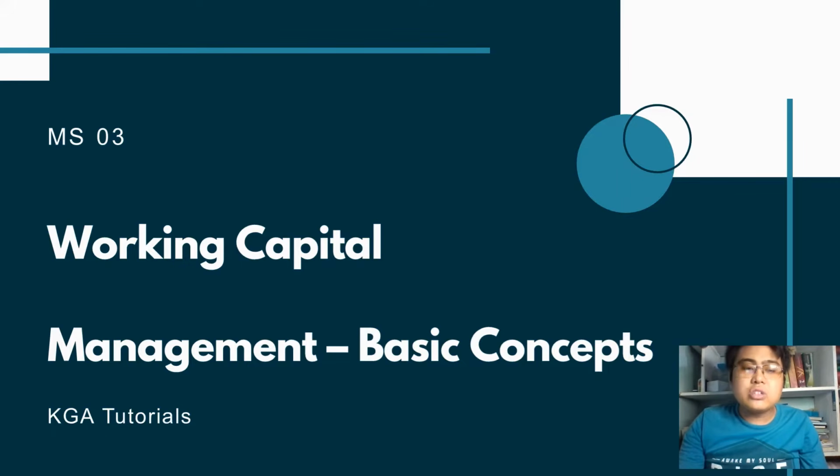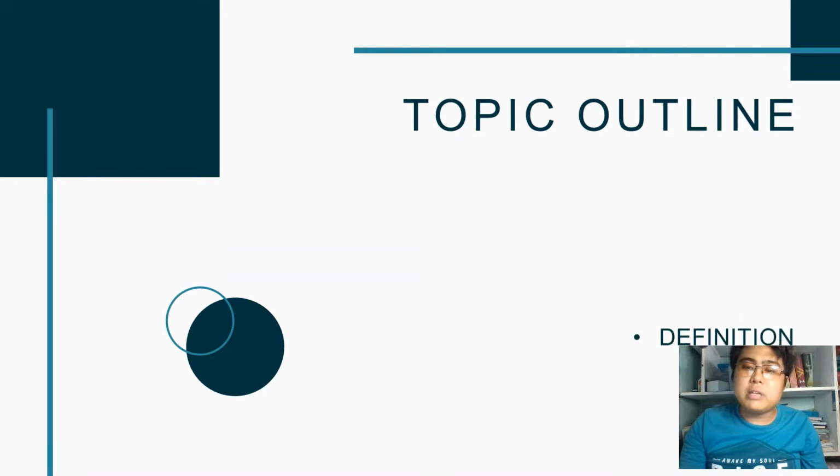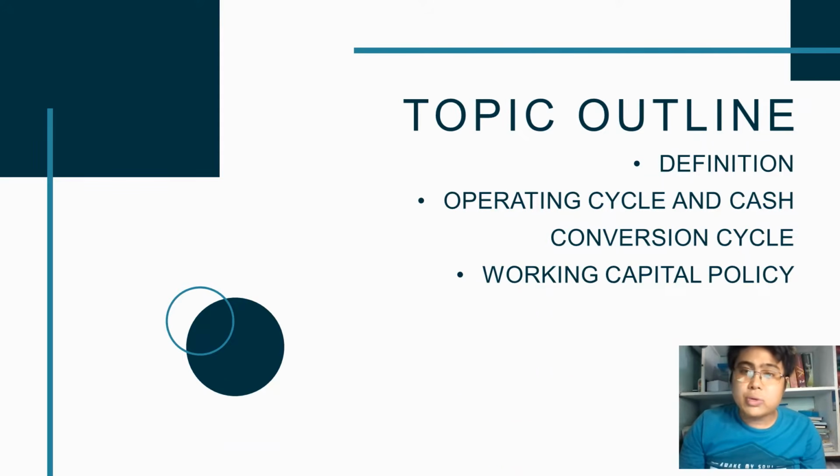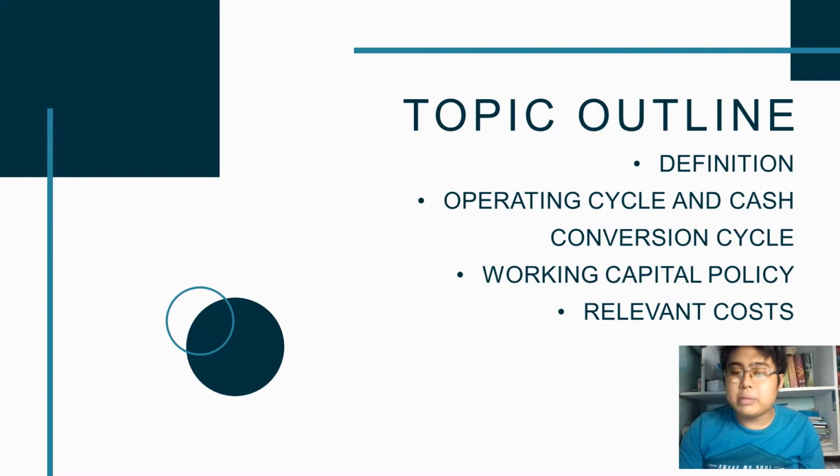Okay, so for this presentation, MS3, Working Capital Management Basic Concepts, ang topic outline natin would be number 1, we will discuss what is working capital management. Number 2, we will discuss operating cycle and cash conversion cycle. Number 3, we will discuss working capital policy. And actually, ang working capital policy, hahatiin pa natin into 2. Nandyan ang working capital investment policy and then working capital financing policy. And then the fourth topic under our topic outline would be relevant costs in relation to investments in current assets. Okay, so let us start.